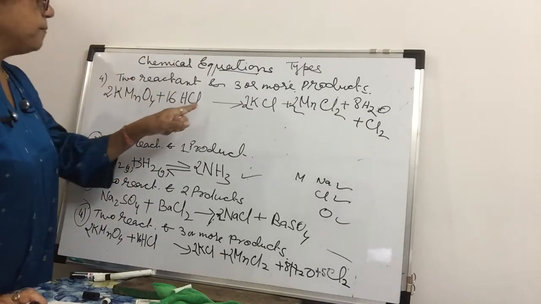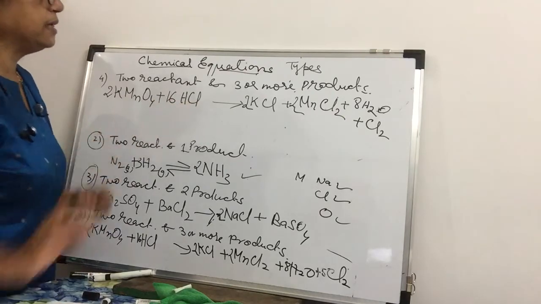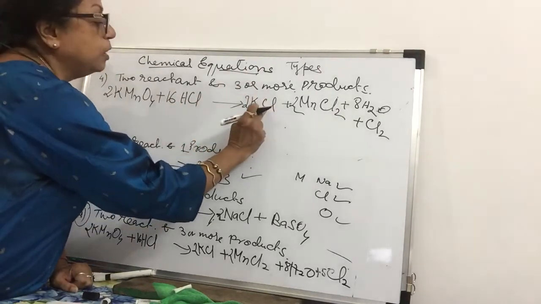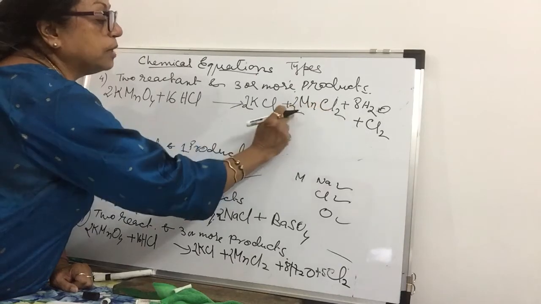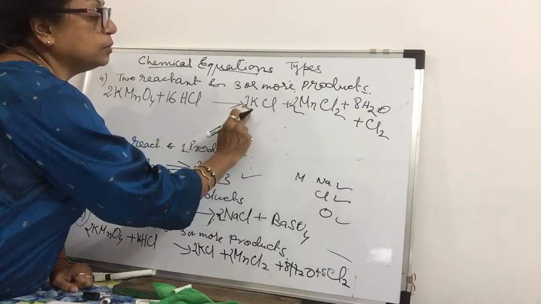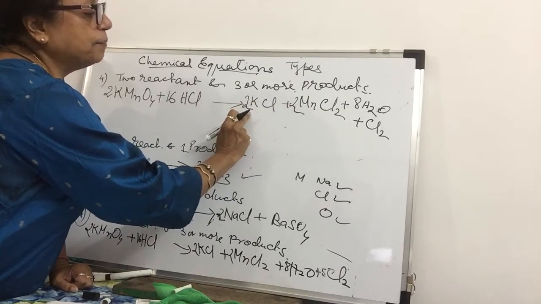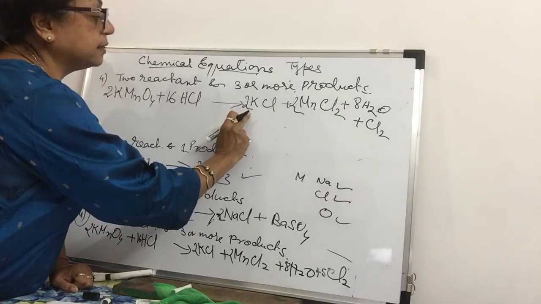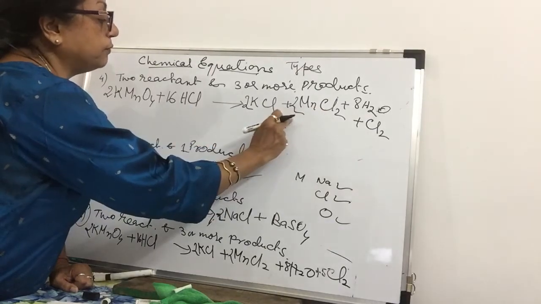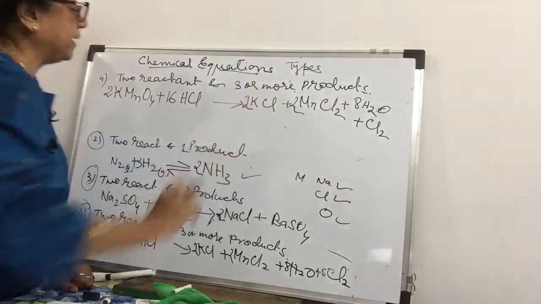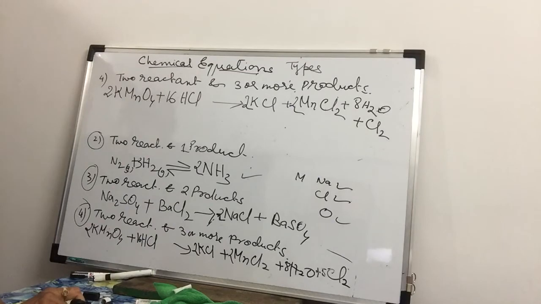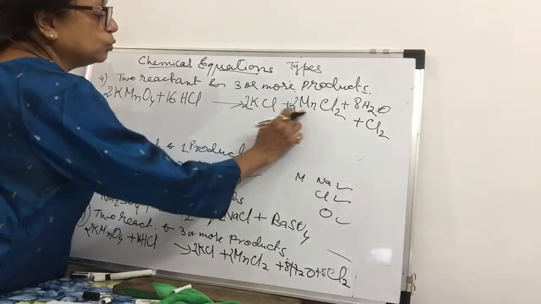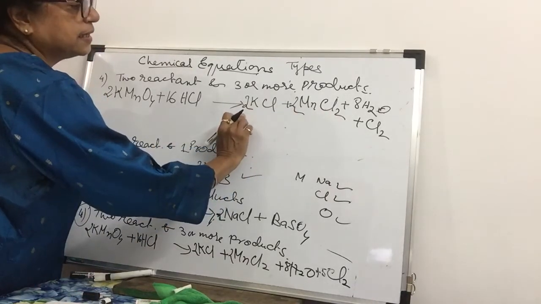So this is 16, and here chlorine becomes 16. Let's see what chlorine is. 2 plus 2 2s are 4. 4 plus 2, 6. 6 plus chlorine is 2 2s are 4, 5, 6, 7, 8. No, it is not balanced. Then how will we do it? This is 2 2s are 4, 5, 6.